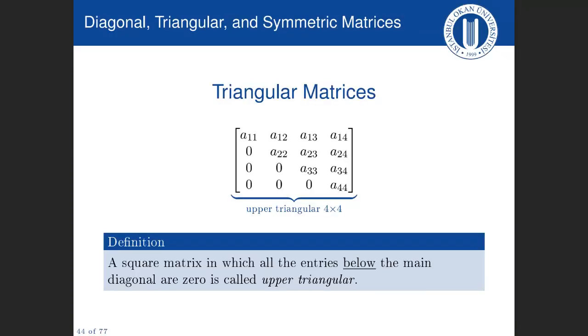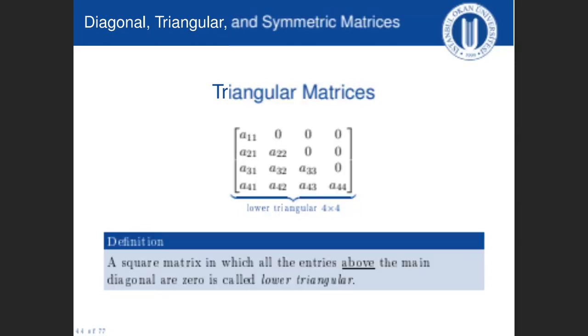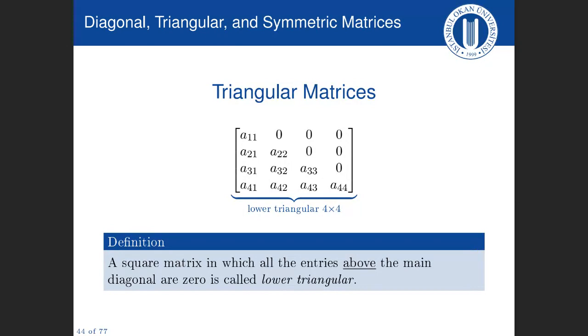Triangular matrices. A square matrix in which all the entries below the main diagonal are zero is called upper triangular. On the main diagonal, we can have any number that we want. Above the main diagonal, we can have any number that we want. But below the main diagonal, we need to have zeros. There's also a lower triangular matrix if all of the entries above the main diagonal are zero.